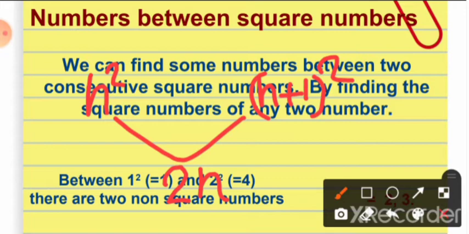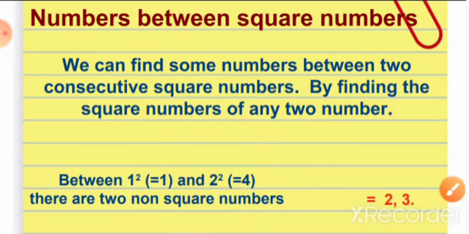If two consecutive square numbers are given, it means the first number is n square and the second is n plus 1 square. So the total number of terms between them is 2n.